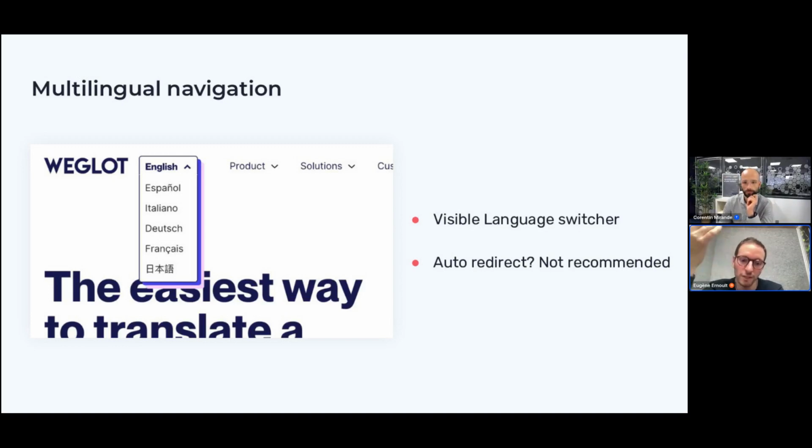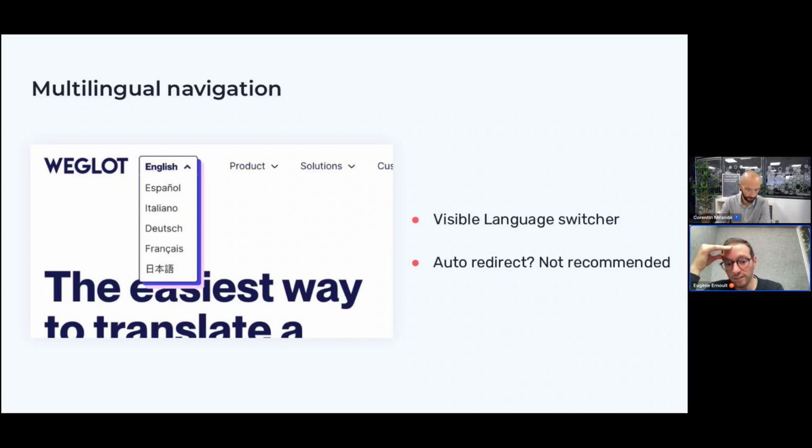because if they arrive on a specific page, for example the Spanish version of content, it might mean that maybe they are in France, but they speak Spanish. They looked online in Spanish, and Google decided to showcase the page in Spanish.